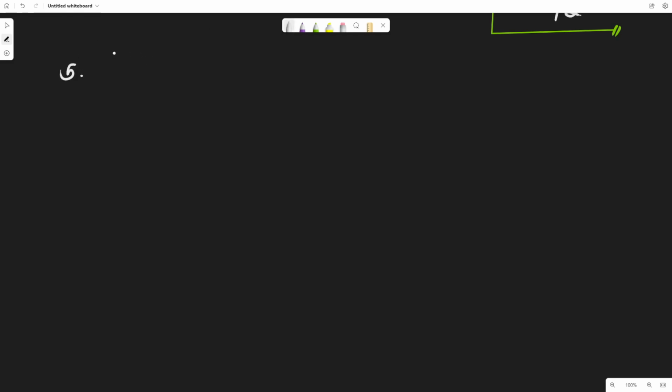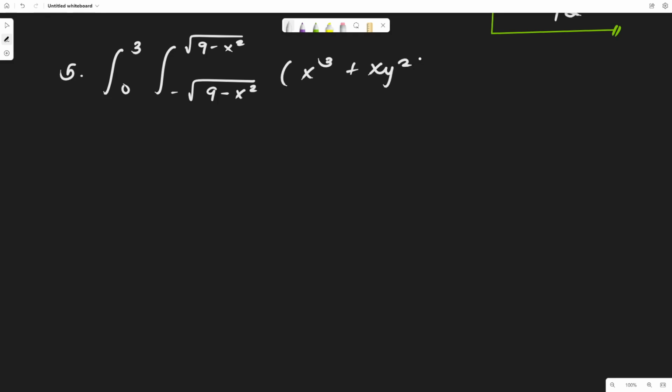So, we have the integral from 0 to 3 of the integral from negative square root of 9 minus x squared to square root of 9 minus x squared of x cubed plus xy squared dy dx.